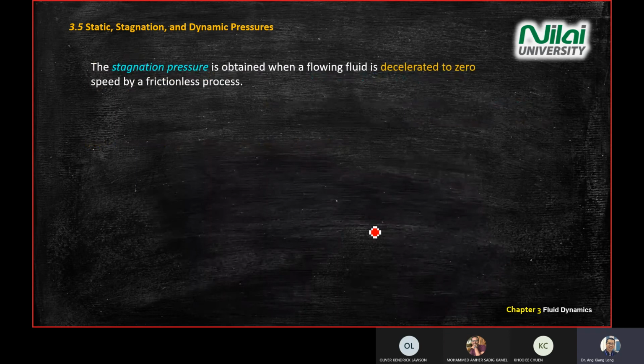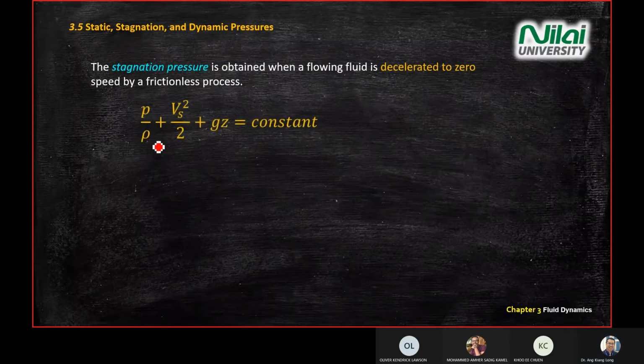So the second pressure will be stagnation pressure. The word stagnation means there is no acceleration or there is no velocity. There's no velocity. It means you slow down the flow until it becomes zero. Stagnation means doesn't move. The air doesn't move. Okay.